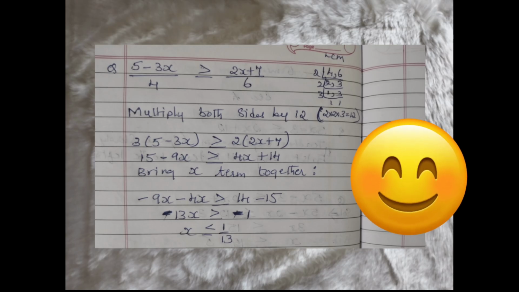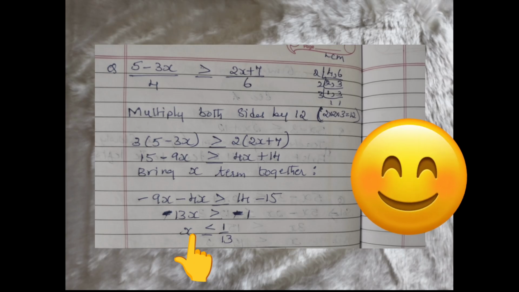Bring x terms together. Minus 9x minus 4x greater than or equal to 14 minus 15. So, add and put the same sign, you know the rule, don't you, children. So, it becomes minus 9x minus 4x, you will be getting minus 13x. 14 minus 15 is minus 1. Subtract and put the bigger number's sign.